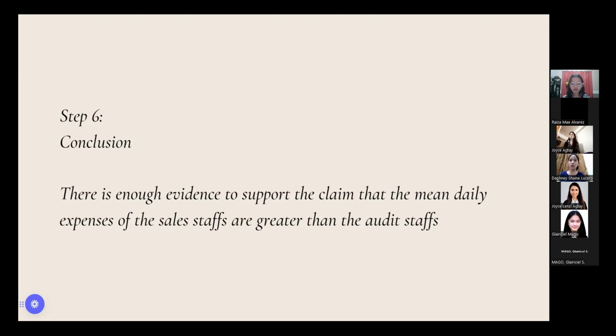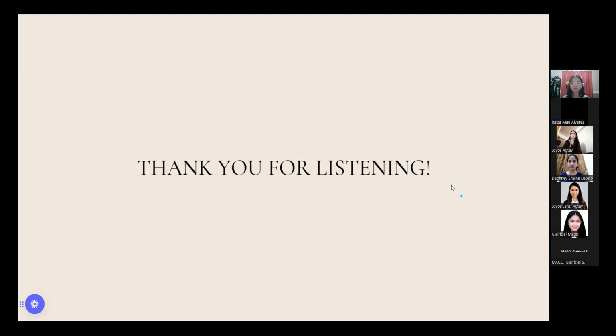In conclusion, there is enough evidence to support the claim that the mean daily expenses of the sales staffs are greater than the audit staffs. And that would be all.